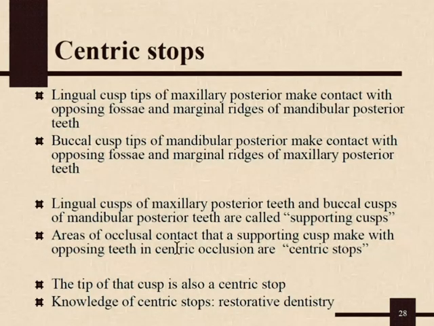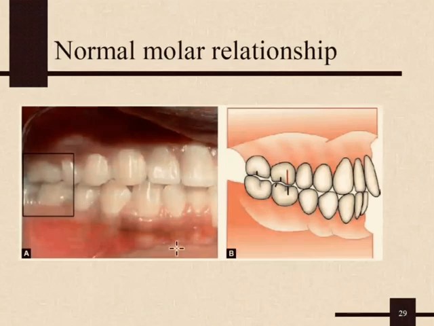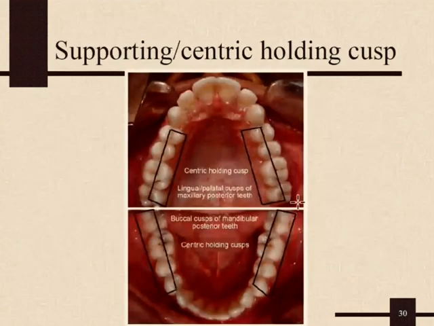Let me try to describe this for you. This is the normal molar relationship, okay, as we have described, between the upper mesiobuccal cusp of the maxillary first molar and the lower, or the mandibular, first molar. This is number one. Number two, here is what we call a supporting stop or a centric stop. Here you go. We call it a centric holding cusp, or a supporting cusp, or sometimes a stamp cusp.